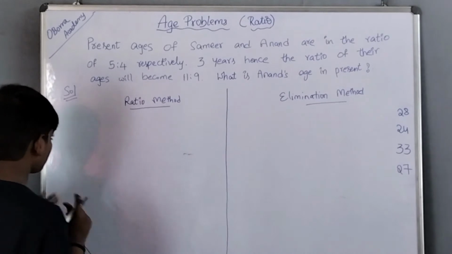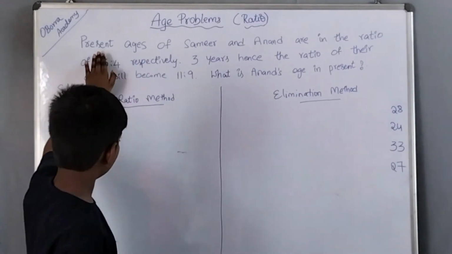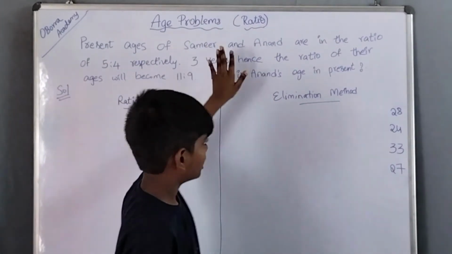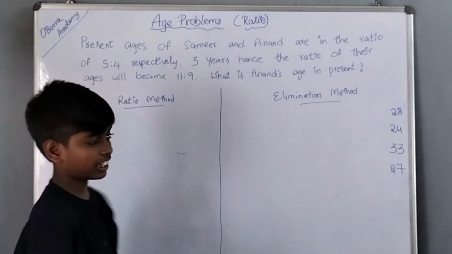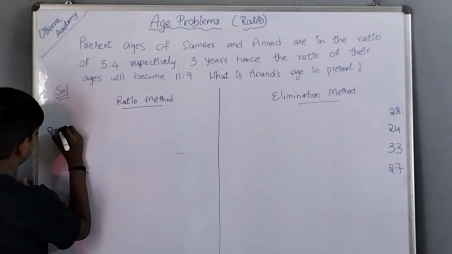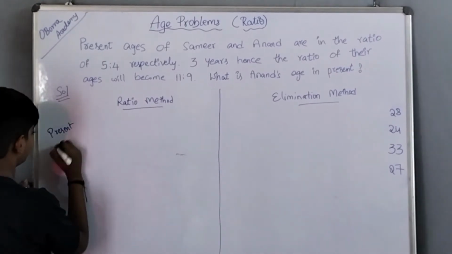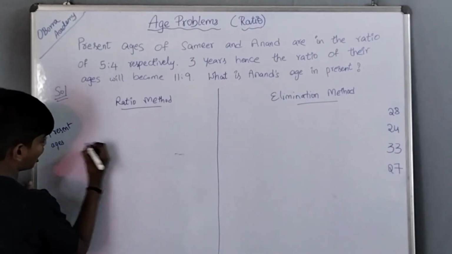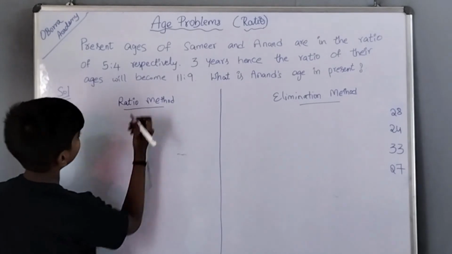This question is also so easy if you do it with full concentration. For this question, we are going to do it in two methods, the ratio method and the elimination method. First, let's see how to do it in the ratio method. First step, if you read the first sentence, present ages, they gave the ratio of their present ages as 5:4. So let's take the present ages in the ratio of 5:4.